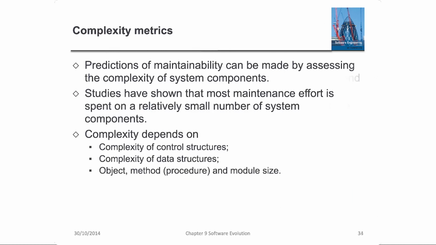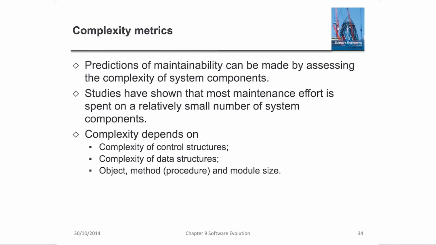Predicting maintainability hinges on evaluating component complexity. Studies indicate most maintenance is concentrated on a small fraction of components. Complexity metrics can include the intricacy of control and data structures, along with the size of objects, methods, or modules.